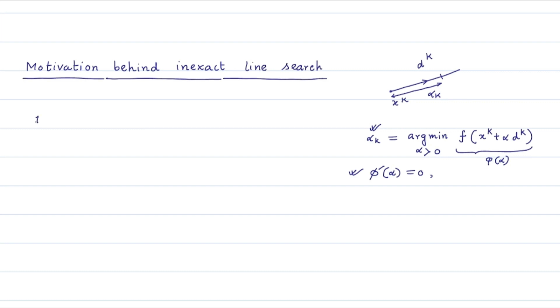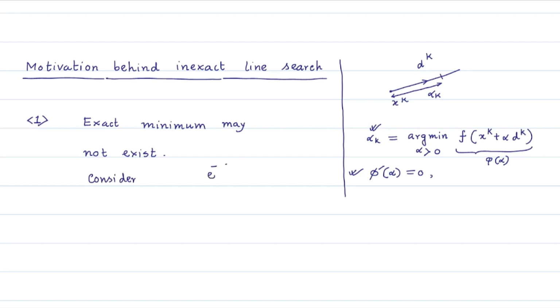The first point is that when we endeavor for an exact minimum, we first have to assure that there exists an exact minimum of the function f along the direction dk, and this might not always be the case. For example, consider minimizing the function e to the power minus alpha over alpha greater than 0.